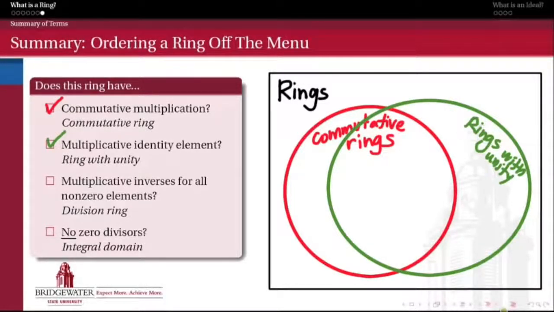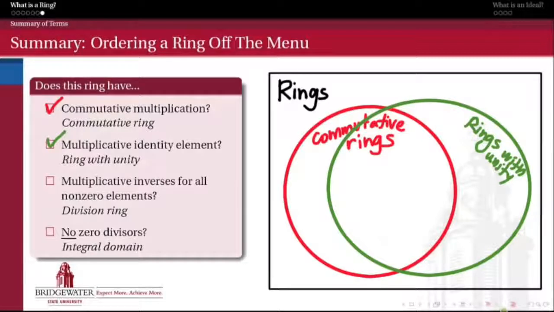And we saw some examples in the past couple of videos of commutative rings that don't have a unity element, for instance, the integer multiples of 3. We also saw some rings with unity that were not commutative. So naturally, there's some overlap between these two categories of rings, but not all. So I'll put these as a Venn diagram with some overlap, but not a complete overlap.